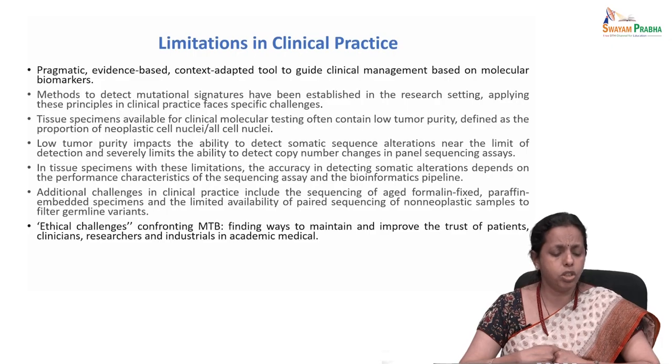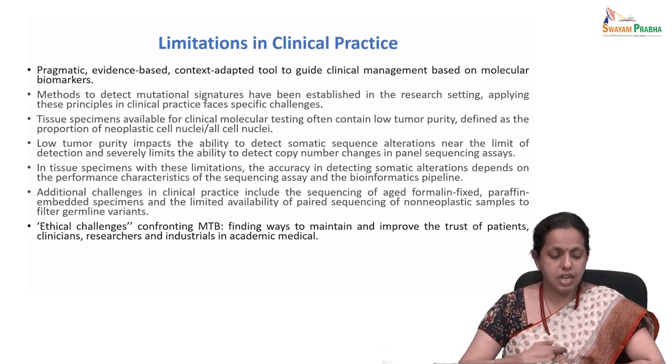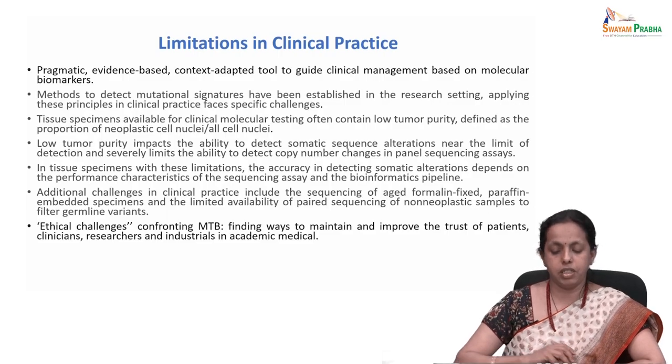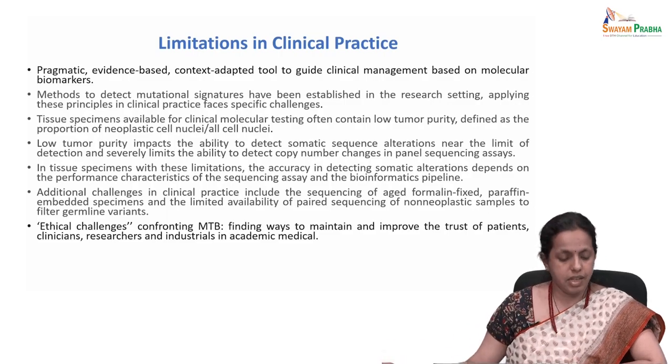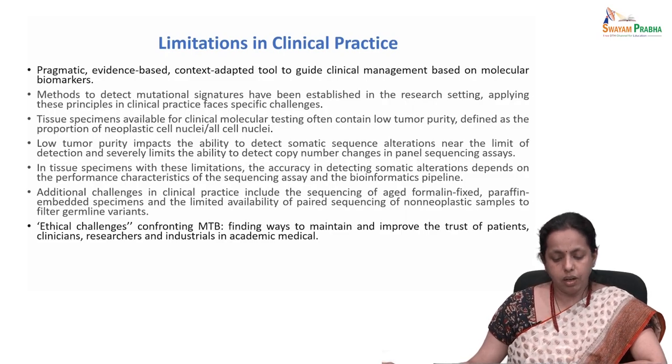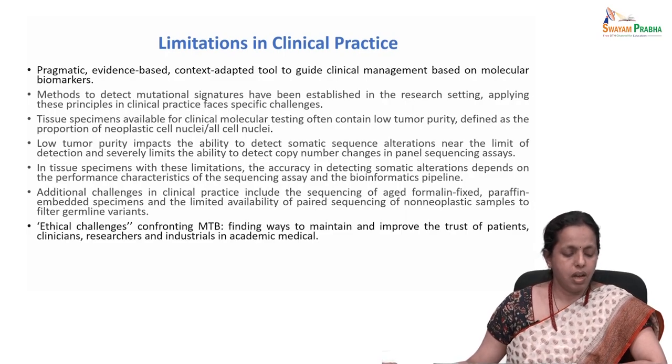Low tumor purity impacts the ability to detect somatic sequence alterations near the limit of detection and severely limits the ability to detect copy number changes in panel sequencing assays. So, in tissue specimens with these limitations, the accuracy of detection is reduced.